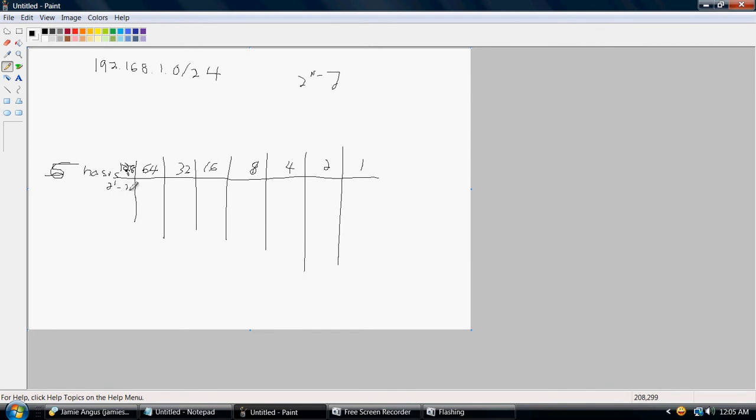We need 6 hosts. The second one would be 2 to the second power minus 2: 2 times 2 is 4, minus 2 is 2. That doesn't work. And then the third one would be 2 to the third power minus 2, which would give us 2 times 2 is 4, 4 times 2 is 8, minus 2 is 6, and this one works. So we stopped at 32.